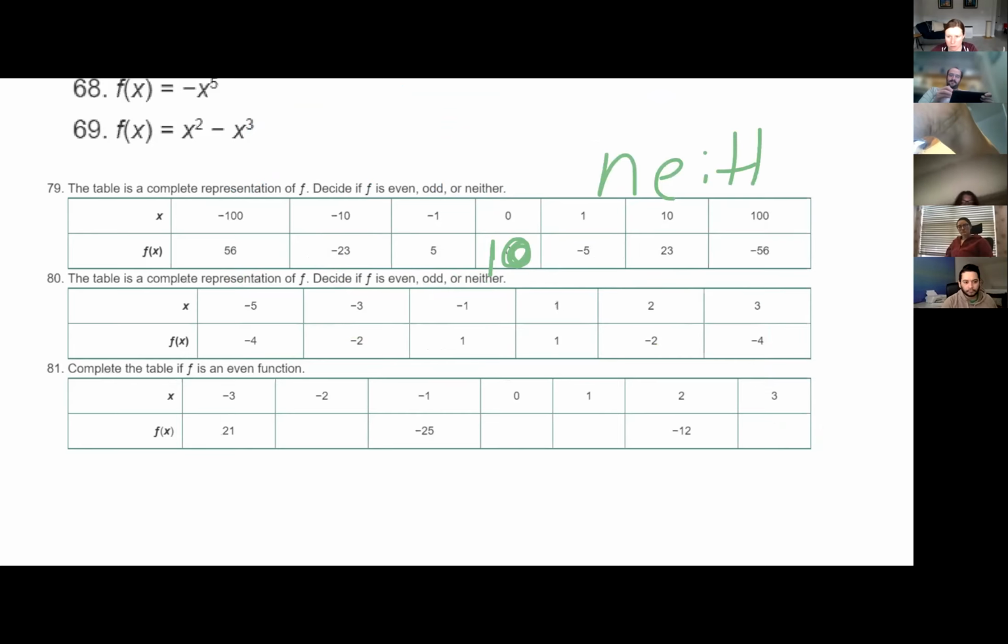If it doesn't go through the origin, right? And it's going to be neither. Yeah, it's negative. So if they give you anything that's not through the origin, you can right away tell me it's not odd. And if it's opposite and it looks like it should have been odd, then it's neither, right? Okay.